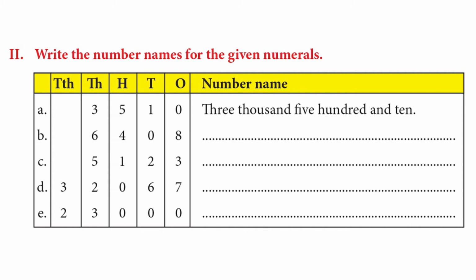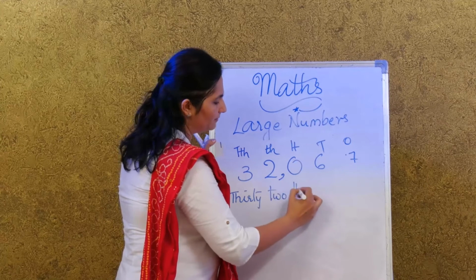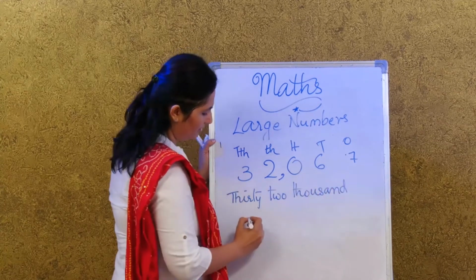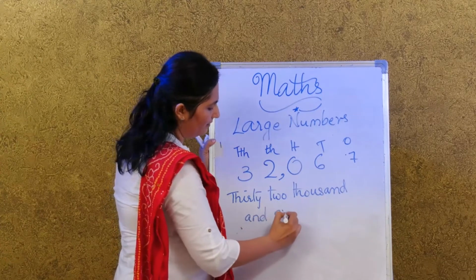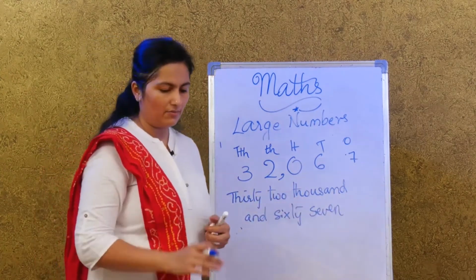There is 3 in the 10,000s, 2 in the 1,000s, 0 in the hundreds, 6 in the tens and 7 in the ones. So, we get the answer because it is a 5 digit number, remember, 32,067. There is 0 in the hundreds place. So, we will have to say 32,000 and 67. 32,067 would be your answer.